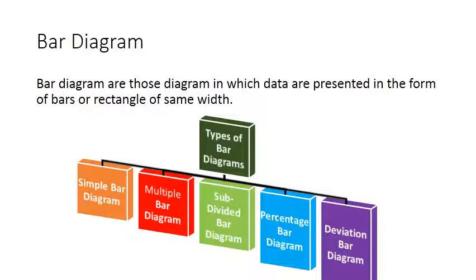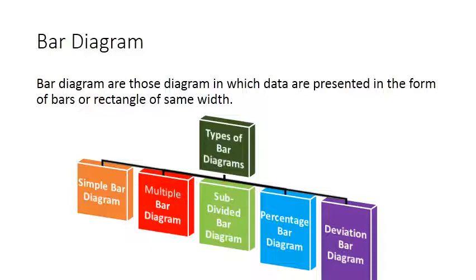As you might have learned this in class 10th, I expect that you know about these things. Still, I am going to explain what a bar diagram is. Bar diagrams are those diagrams in which data are presented in the form of bars, or we can say rectangles, of the same width. Remember this. The height of the bar shows the value of the variable, and the width of each bar is the same. Remember this in case of bar diagram.